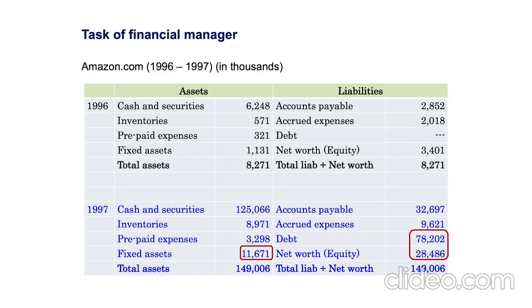The balance sheets in 1996 and 1997 clearly reflect what Amazon did in 1997. It issued new equity through its IPO in 1997 and also issued new debt. The funds raised were used to expand its business, including substantial investments in fixed assets.